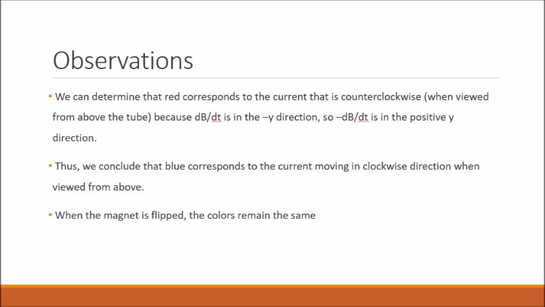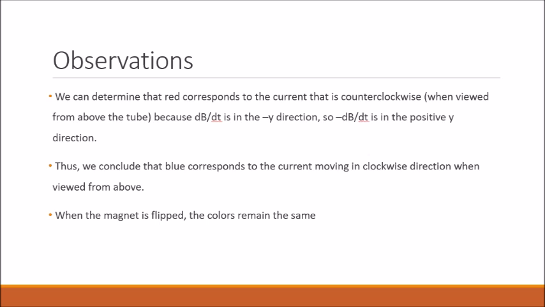We conclude that when the tube is red, the current is moving in the counterclockwise direction when viewed from above. Because dB/dt is in the negative y direction, so negative dB/dt is in the positive y direction. Using the right-hand rule, we determined that the current must flow counterclockwise.